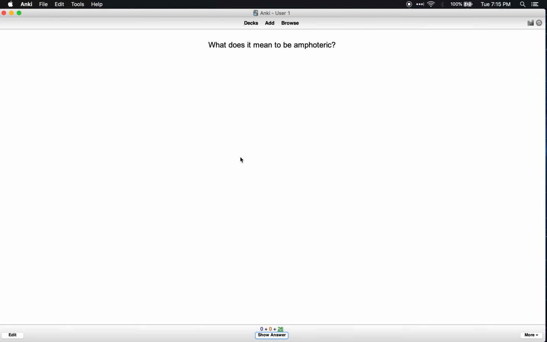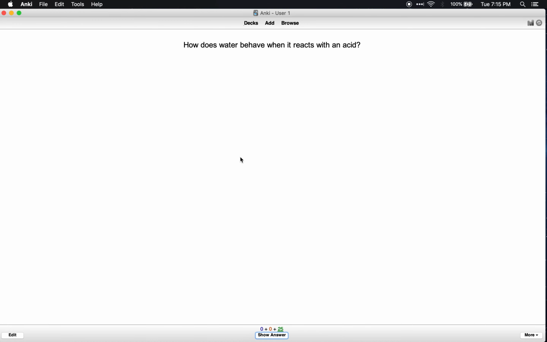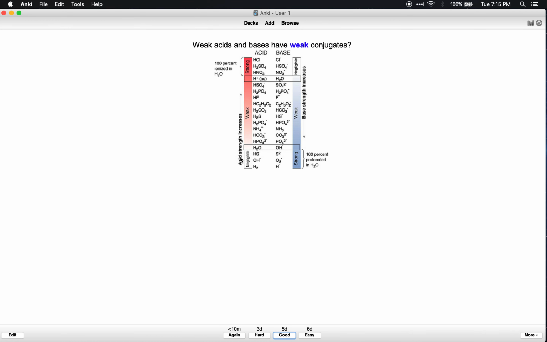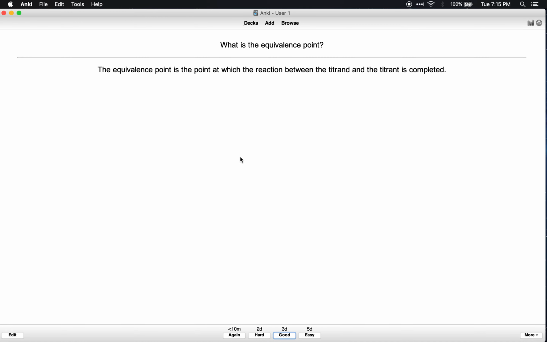Amphoteric means that it can react as an acid or base. Water is an amphoteric molecule. How does water behave when it reacts with an acid? Water will behave as a base. Weak acids and bases have weak conjugates. Ka times Kb equals 1 times 10 to the negative 14, which equals Kw. What is the equivalence point? The equivalence point is where the titration is over, so the end point is reached. Not the end point, yeah.